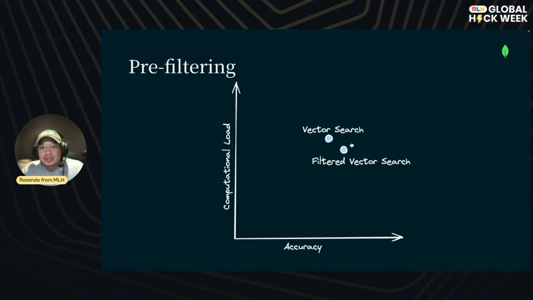Those were animations. In most cases, as long as your filters are not too restrictive, or in other words, as long as the approximate nearest neighbor search is performed, pre-filtering helps with the vector search latency, or the efficiency, or just the speed, while also improving the accuracy of your search.